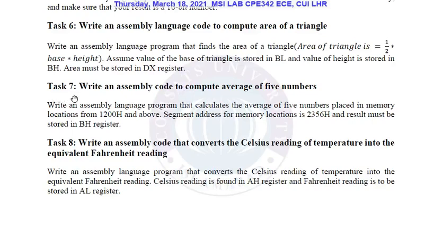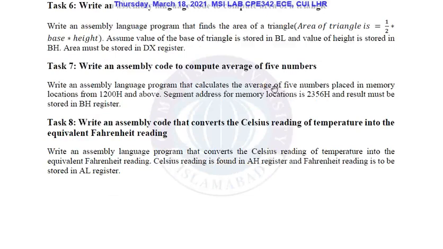Then there is another task: write an assembly code to compute the average of 5 numbers. In that case, first you need to add those 5 numbers, and later you need to divide it by 5, and then you will get the answer, the average of 5 numbers.